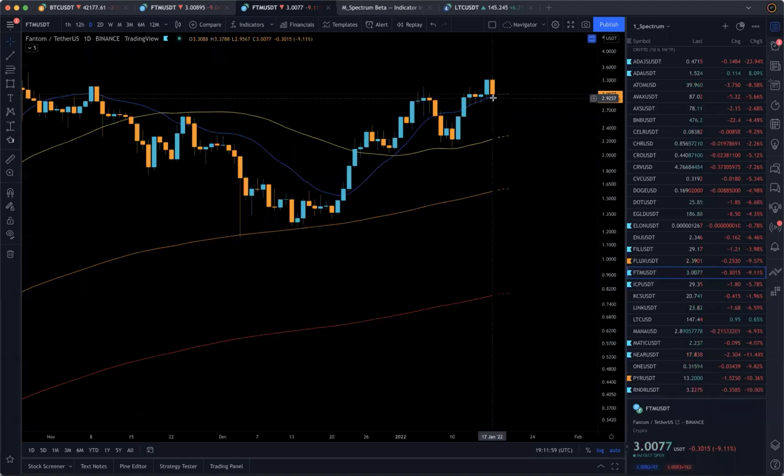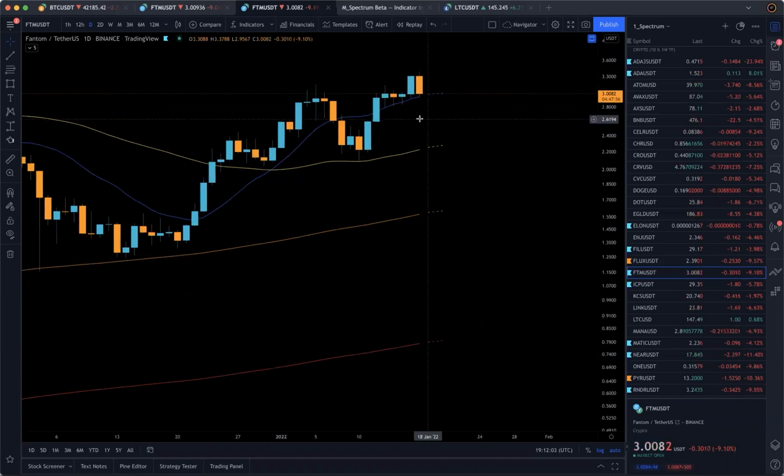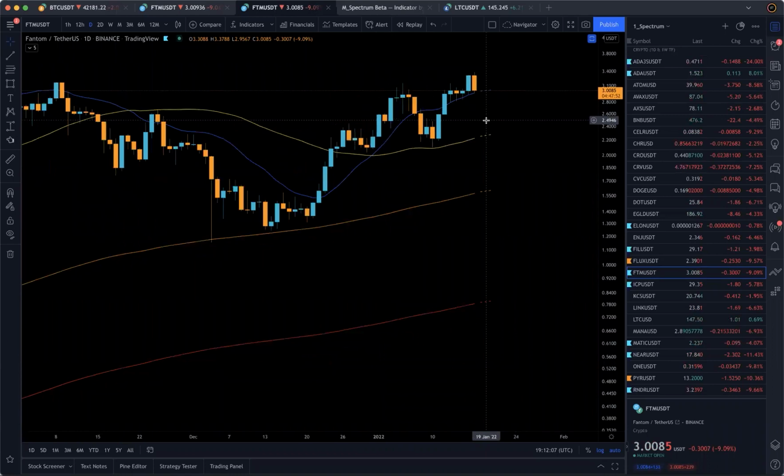FTM touched the blue. That's not good. Again, when I say not good, it means it loses the momentum. Not good not in the sense that it's in a bad position, because the blue is on top of yellow, and look, the ordering is perfect and the price is still above the blue. But what is not so good is that it touched the blue so many times here.